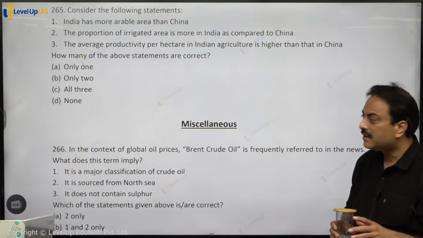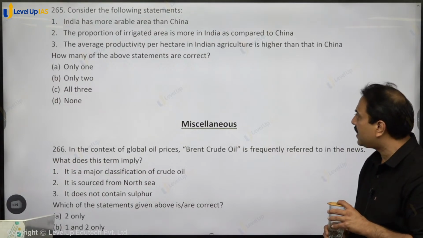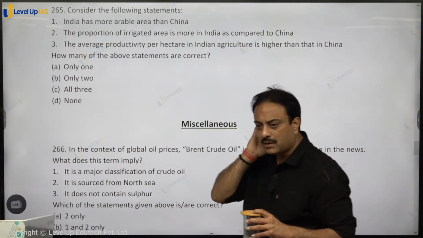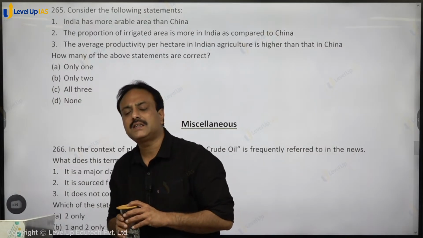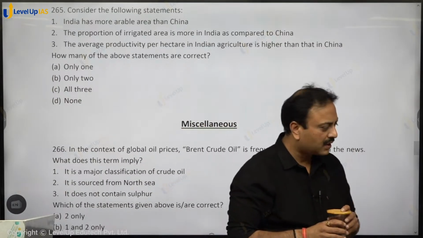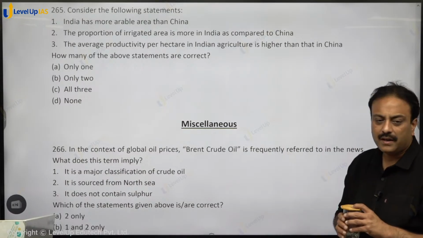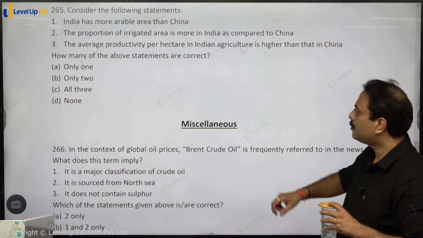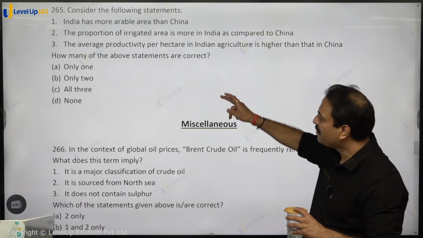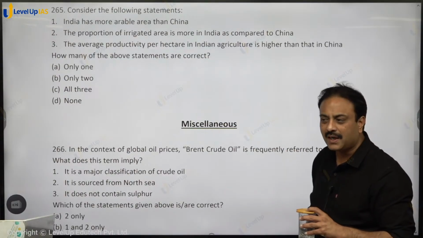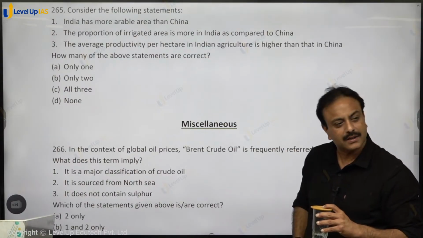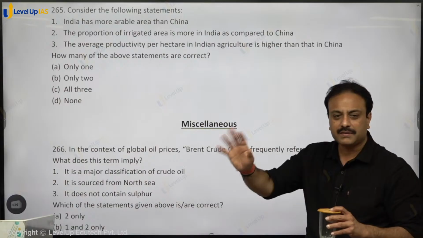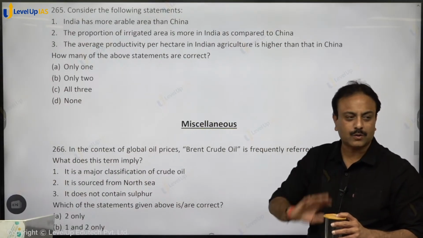Are you getting that? The average productivity per hectare in Indian agriculture is higher than that in China. China has much higher productivity as compared to India. So statement 1 is incorrect. Statement 2 is correct. Statement 3 is incorrect. Is it making sense? You all look subdued and scared. So only option A for apple will be the right answer. Clear on that? Sure on that? I am going slow deliberately because many of the students, I don't know who, have said that sir is teaching too fast. So I am going slow today.